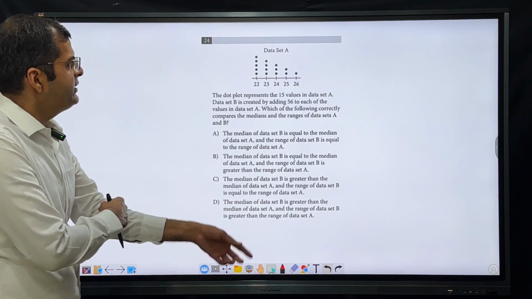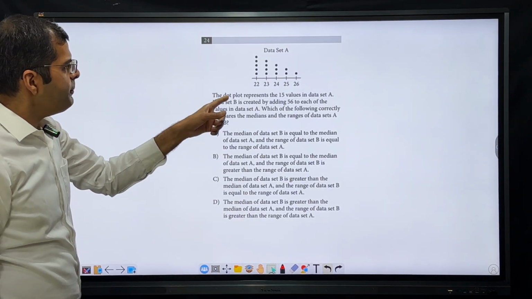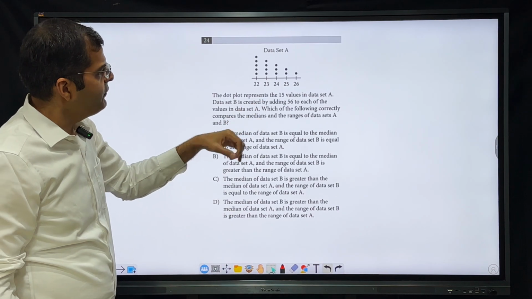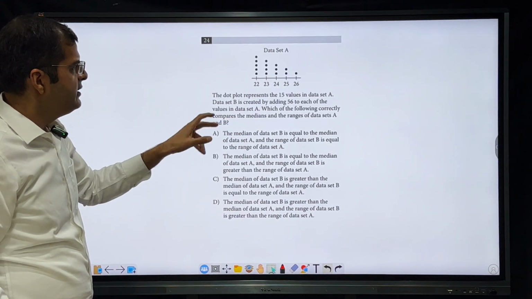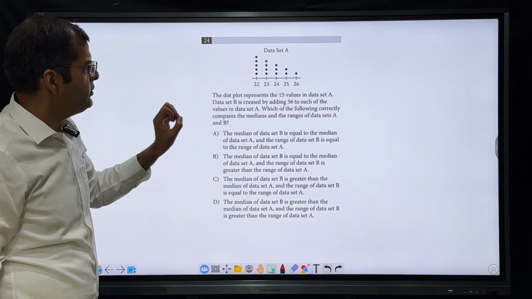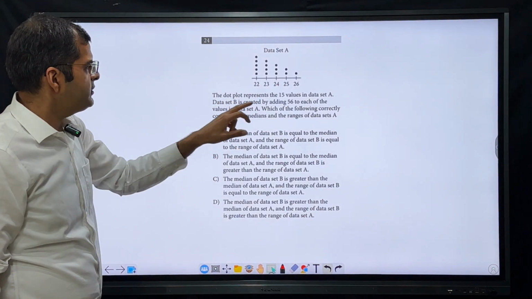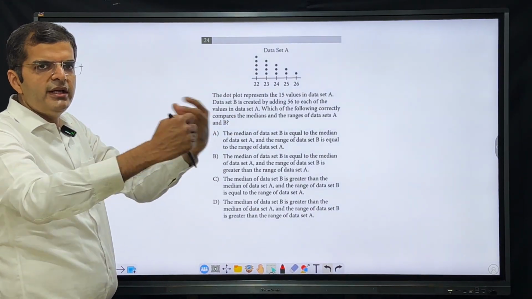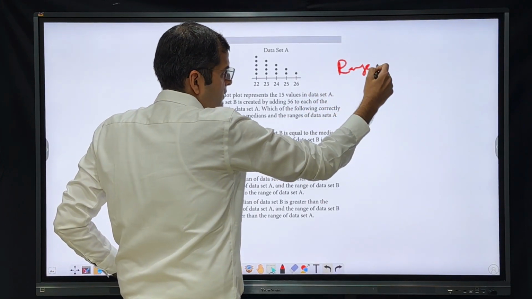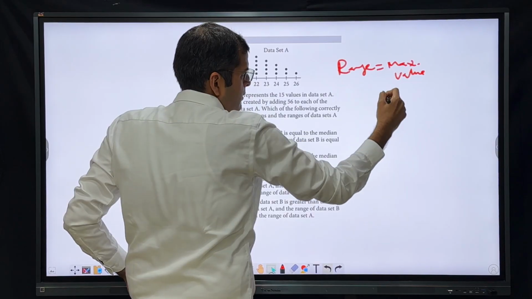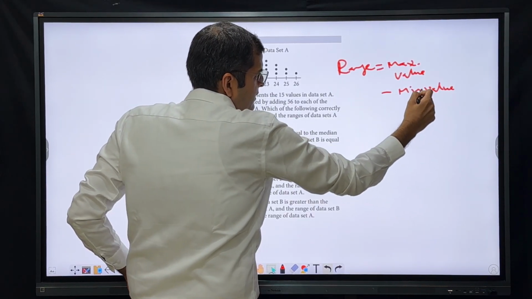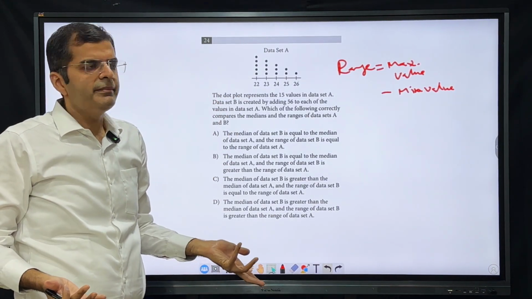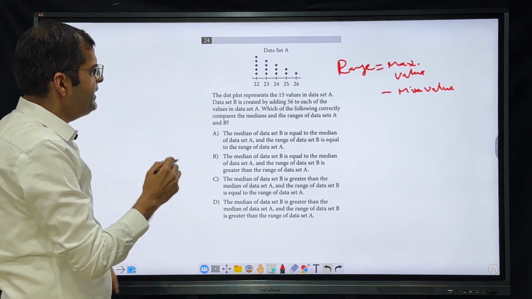Now the next question says you have this data set A. The dot plot represents the 15 values in data set A. Data set B is created by adding 56 to each of the values in this data set A. Okay. So 56 is added to each value to get data set B. Which of the following compares the median and range? So first of all, if I add 56 to each value, what is range? Range is max value minus min value in a set. So in a given set, if I increase all the values by the same amount, the range remains the same. So range in data set A and data set B are the same.